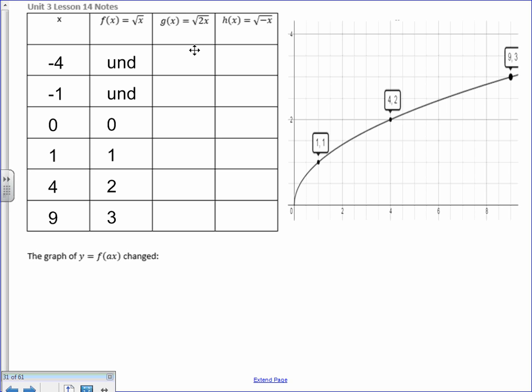Now's the time that you should pause it and try to fill in this column on your own, and then graph g of x over here. I'm going to do it in red. So go ahead, if you have red and you want to match with what I'm doing, go ahead and do that. Pause it now, and I'll have the answers when you come back.